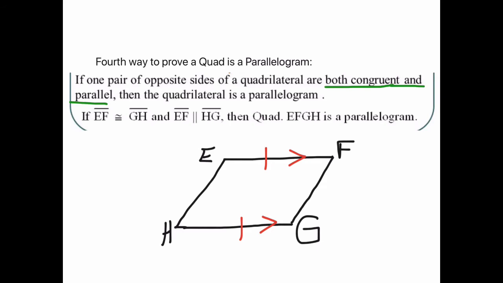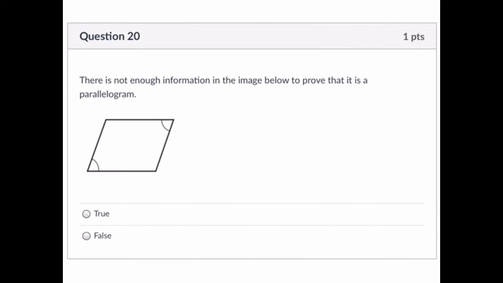So let's go ahead and do a couple of the problems from your practice. This first one says that there is not enough information given in the image below to prove that the quadrilateral is a parallelogram. So what they've given us is that one set of opposite angles is congruent, and that is not enough. You would need both sets of opposite angles congruent. So this is a true statement because it is not enough information.